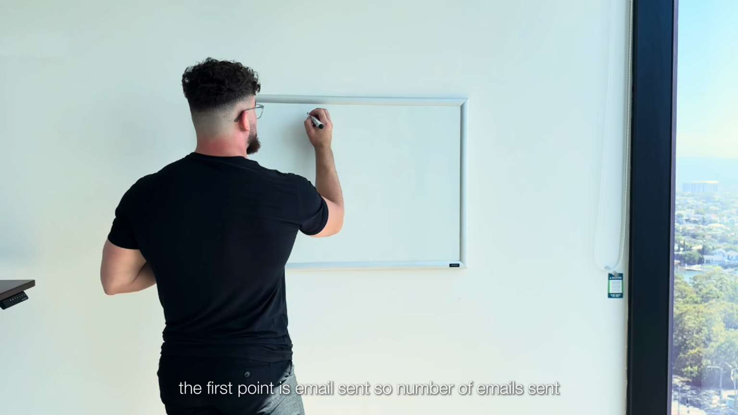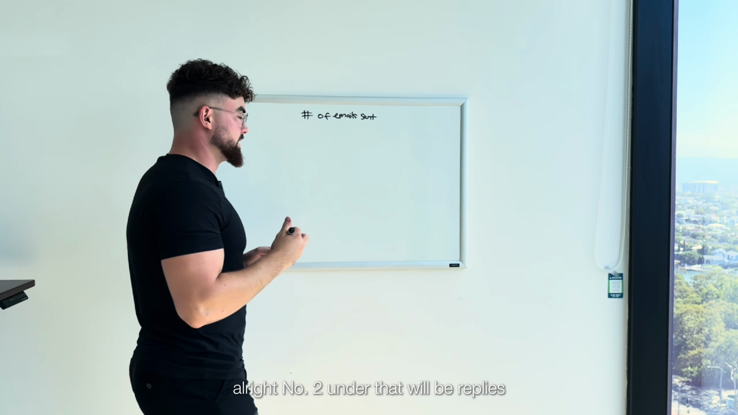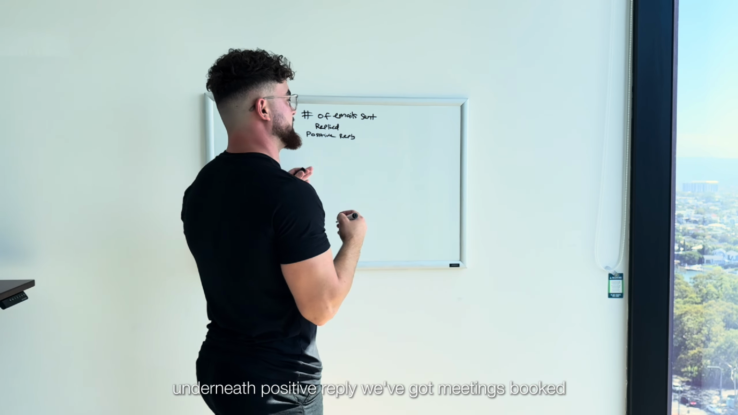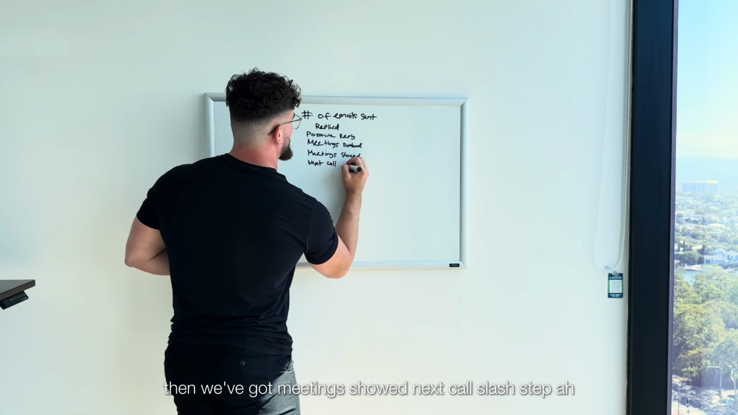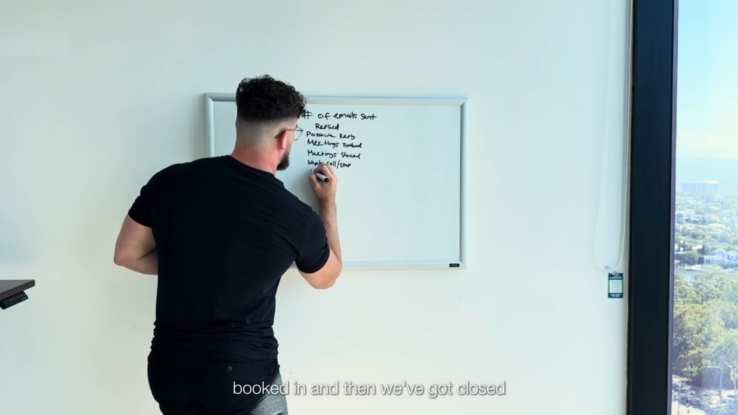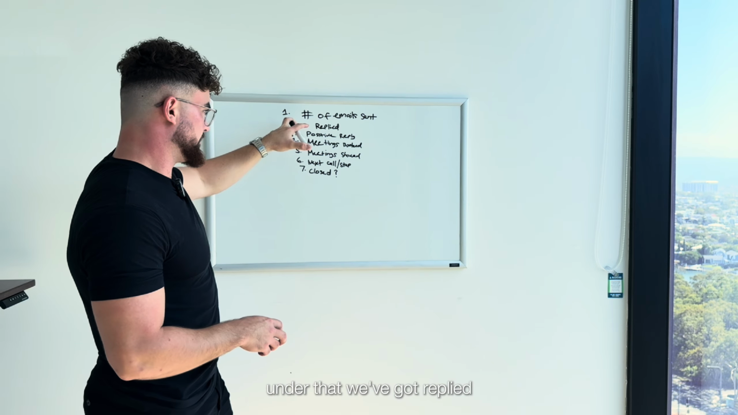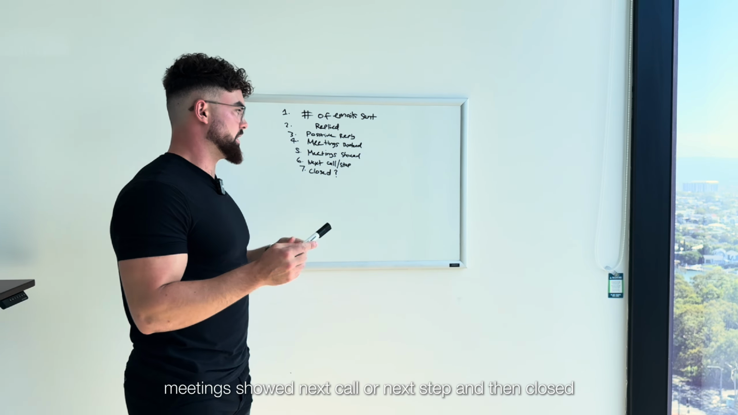The first point is emails sent. So number of emails sent. Number 2 under that will be replies, positive reply. Underneath positive reply, we've got meetings booked. Then we've got meetings showed, next call / step booked in, and then we've got closed. So if we look at the first one, number of emails sent, under that we've got replied, positive replies, meetings booked, meetings showed, next call or next step, and then closed.